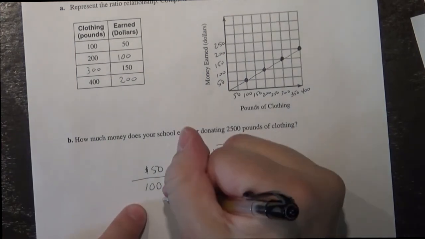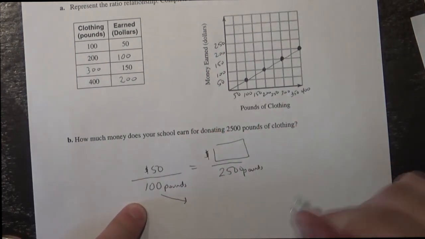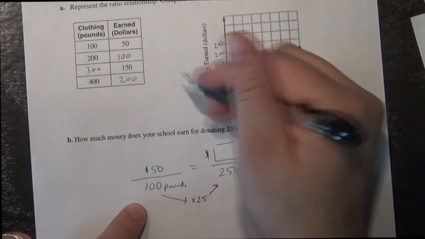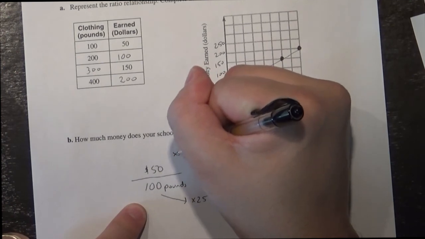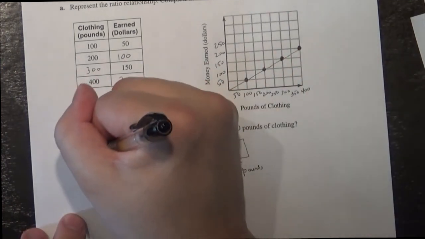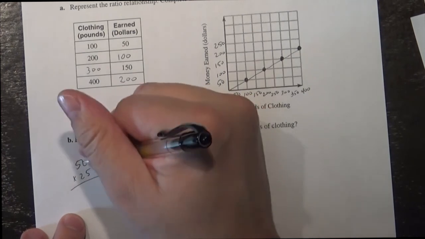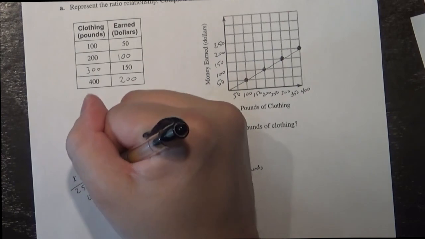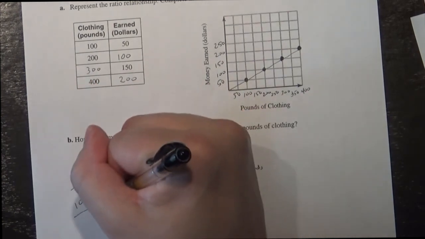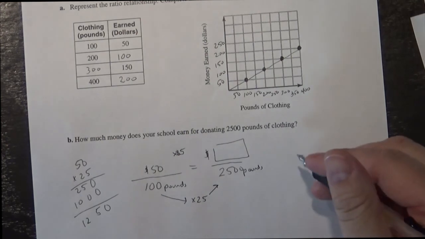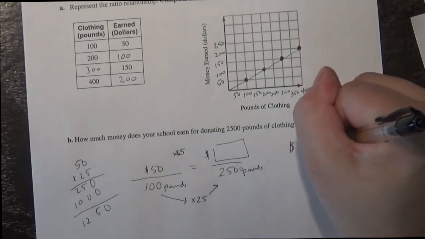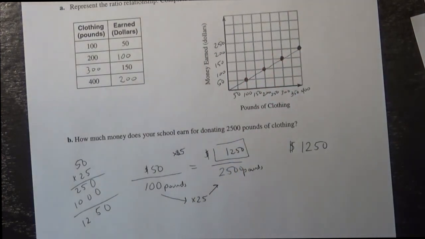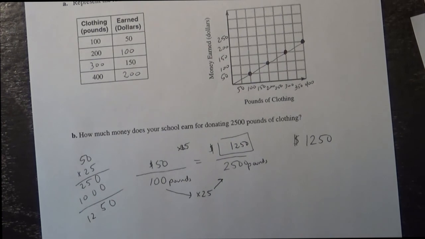Okay, so knowing that, what am I doing to 100 to get to 2,500? I'm multiplying it by 25. So that means I need to multiply 50 times 25. So 50 times 25. So 5 times 0 is 0, 5 times 5 is 25, add a placeholder 0, 2 times 0 is 0, 2 times 5 is 10. I have 0, 5, 2, and 1. That means that the school is going to earn $1,250 for 2,500 pounds of clothing.